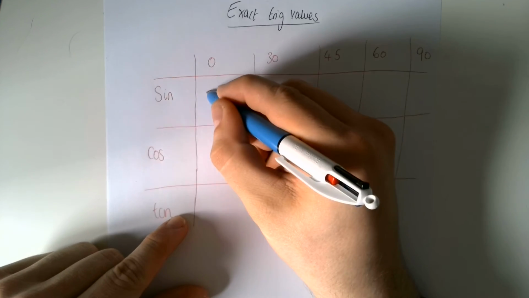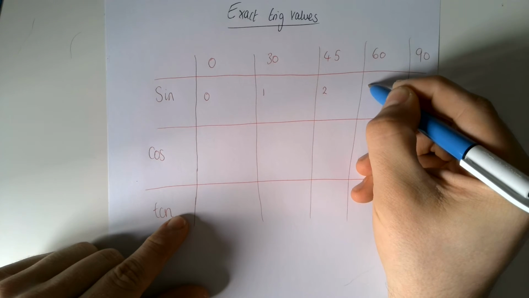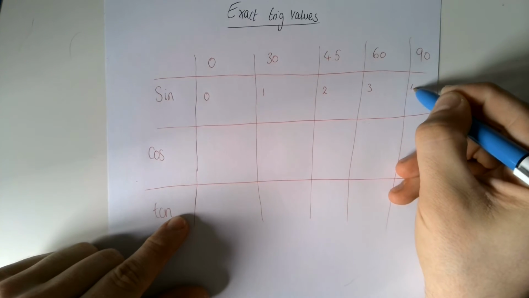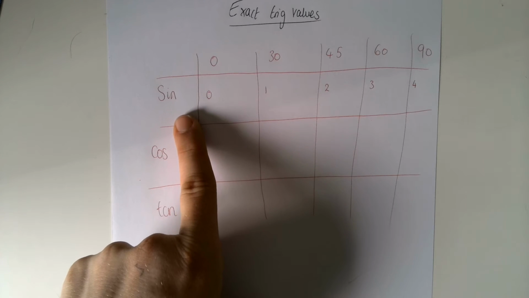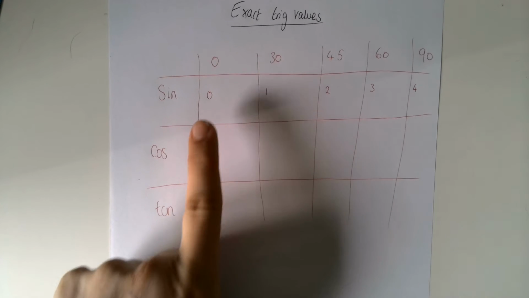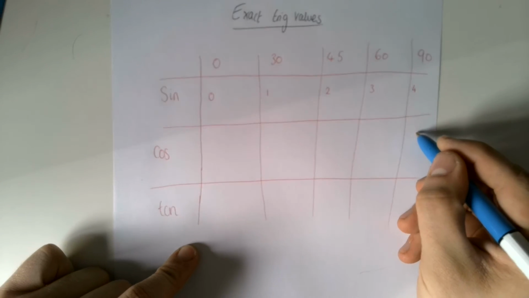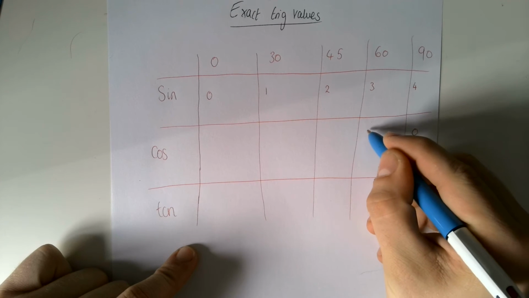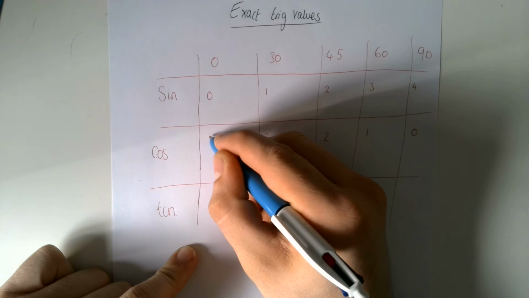I'm just going to write out 0, 1, 2, 3 and 4. The sine: my pattern for sine goes 0, 1, 2, 3, 4. And my pattern for cos is exactly the same but in reverse order. So 4, 3, 2, 1, 0.